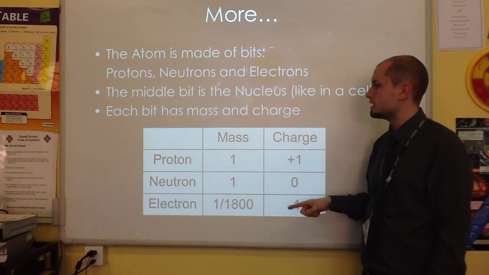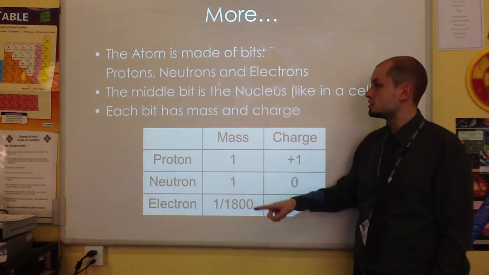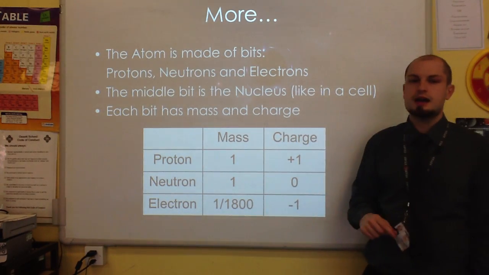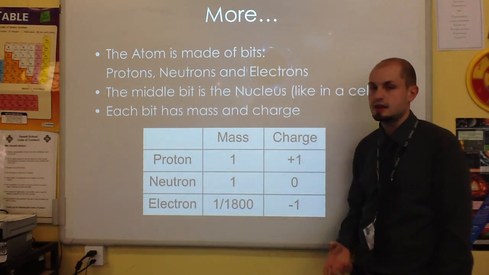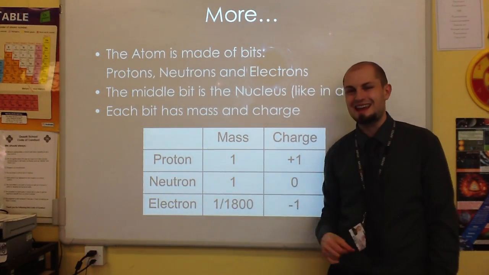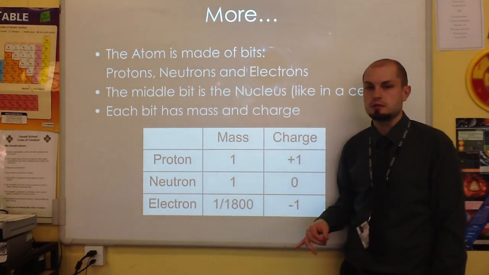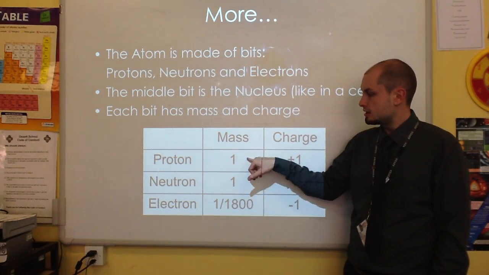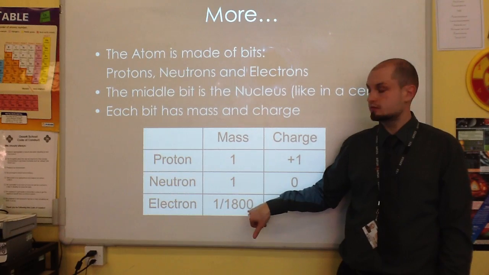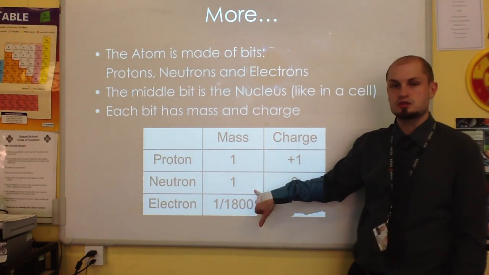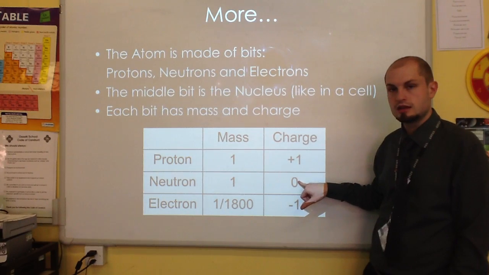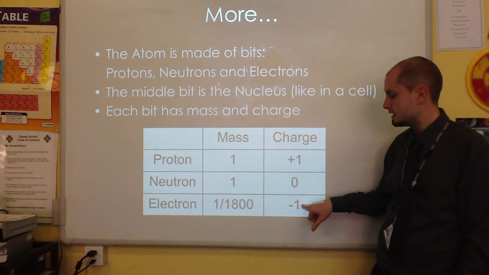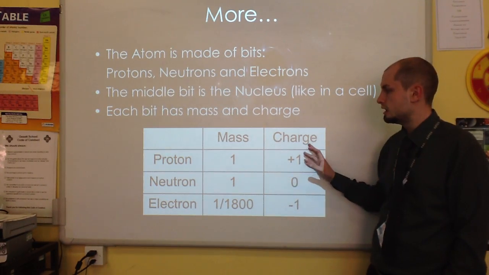The middle bit, the nucleus, is made up of these protons and neutrons. Every bit has a mass and a charge. We say the electron has no mass because it has a negligible mass, a very tiny one, 1/1800th of an atomic mass unit. These are quite heavy. This isn't. So these ones travel very, very fast. These ones travel very, very slow. Charge on a proton, don't forget it's +1. It's neutral on the neutron, and it's -1 on an electron.